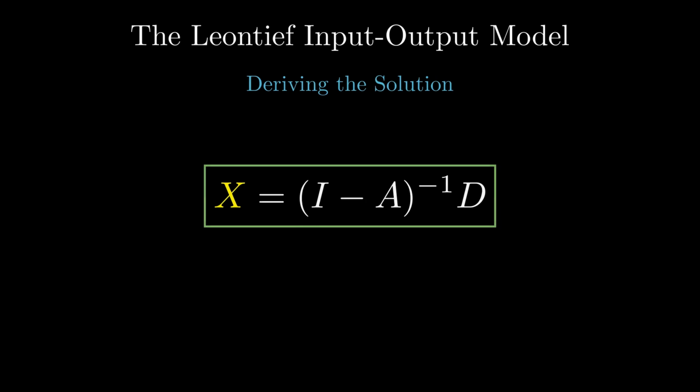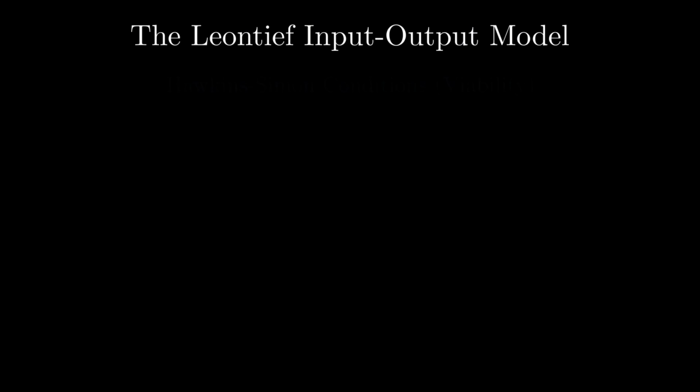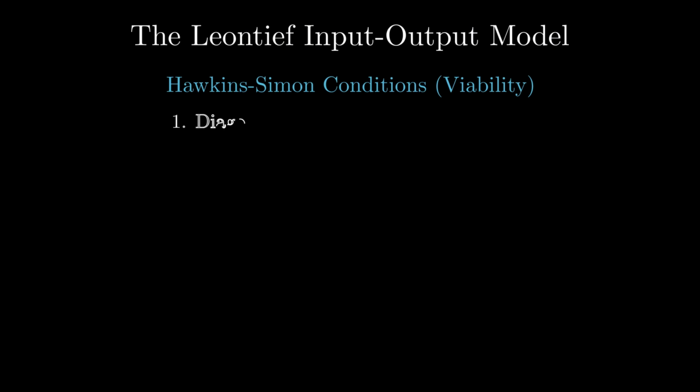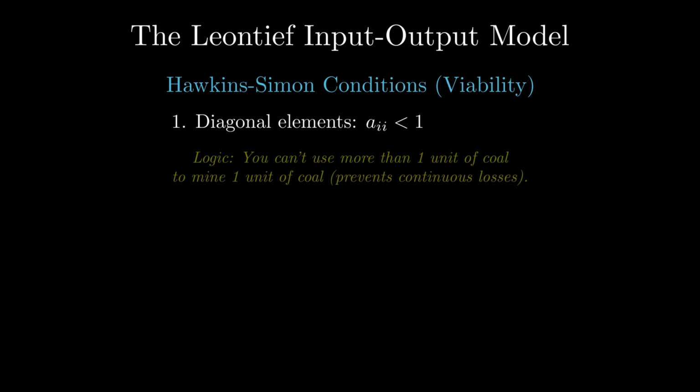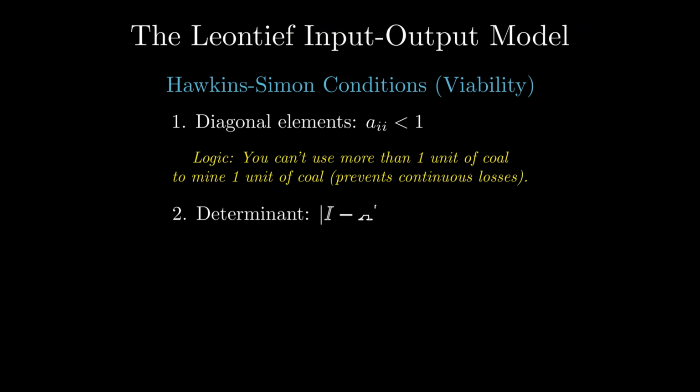But wait, before we blindly crunch numbers, we have to ask, is this economy going to survive, or is it doomed? To answer this, we need the Hawkins-Simon conditions. To be viable, the diagonal elements of our recipe matrix must be less than 1. Logically, you can't burn more than 1 unit of coal just to mine 1 unit of coal. Also, the determinant of the matrix I minus A must be greater than 0.